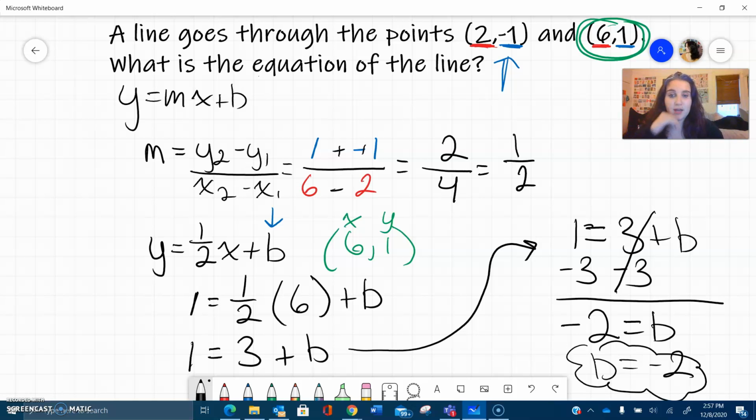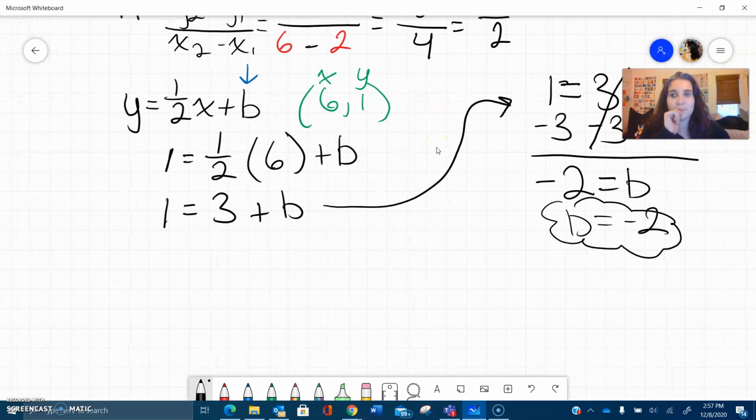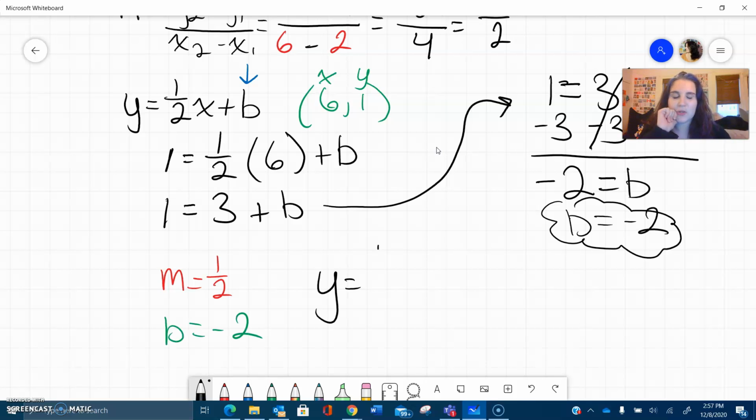So my y-intercept is -2. My slope is 1/2. So m equals 1/2. B equals -2. So y equals 1/2 x minus 2. And that is how you find the equation given 2 points. So you can do it with a graph, or you can do it algebraically. You decide.